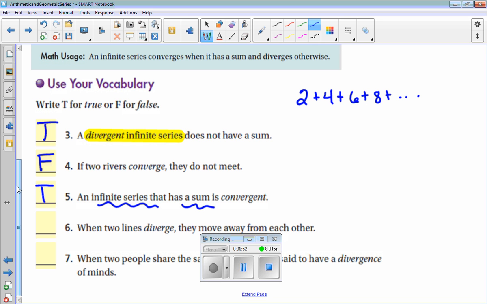Convergent or divergent? Does it go on forever, or does it actually converge to a number? Does it come together? It goes on forever, right? Okay. How about this one?